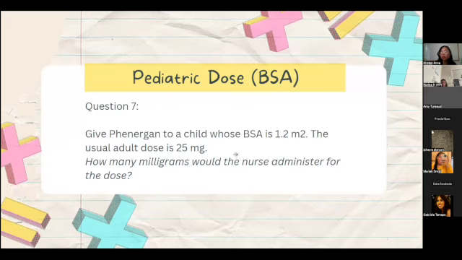Okay, so yes, the formula would be the child's BSA, which is always going to be in meters squared, and we multiply that by our usual adult dose, which in this case would be 25 milligrams. Then we divide that whole thing by 1.7 meters squared. The question's asking, give Phenergan to a child whose BSA is 1.2 meters squared. The usual adult dose is 25 milligrams. The only thing you really need to know is the formula. The rest follows from there because you already have the values. You just need to plug everything in.